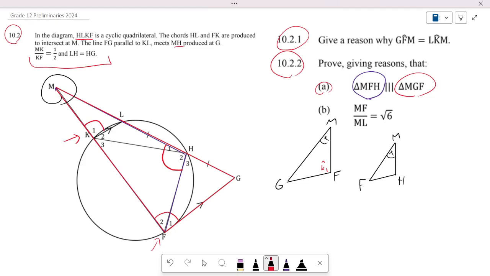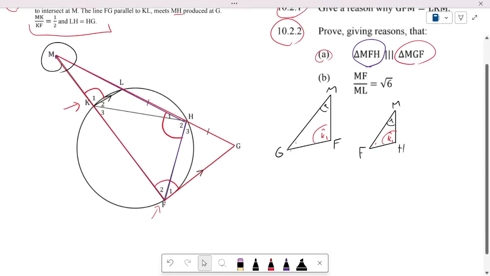So therefore this MHF is going to be K1. And hey, there we go. Now we can see that this angle is equal to that angle. And then obviously the missing angle is going to be what we're going to find. So let's start with the proof.